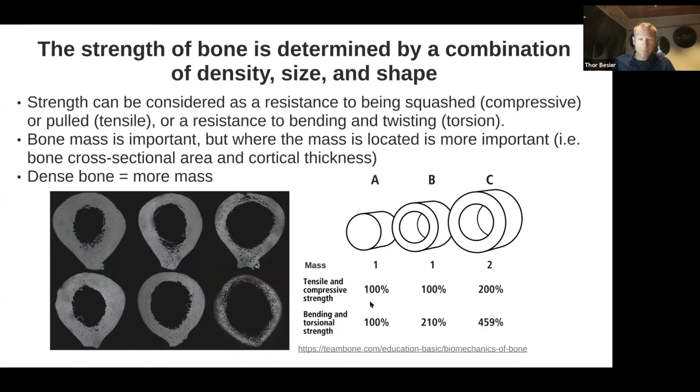But when you look at the bending and torsional strength, for the same mass, you have more than 2 times the resistance to bending and torsion. And look what happens here when now we increase the mass, but we also increase the diameter, you get a 4.5-fold increase in its strength. So this is really important.